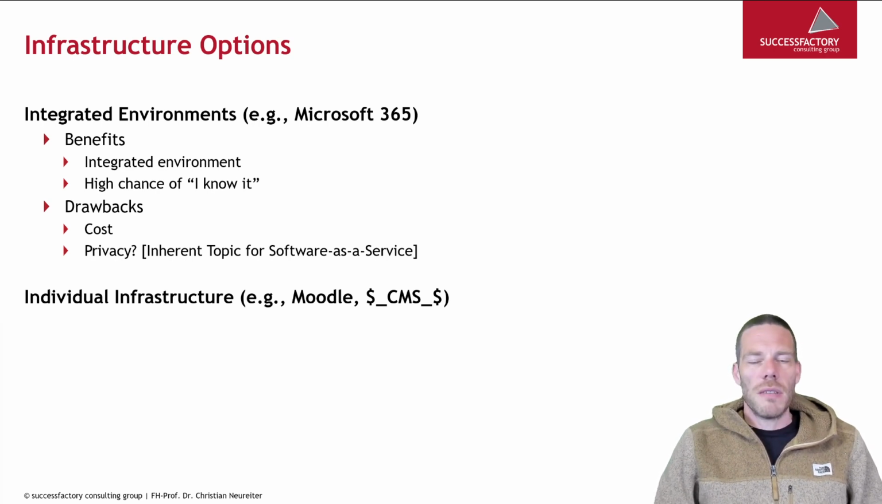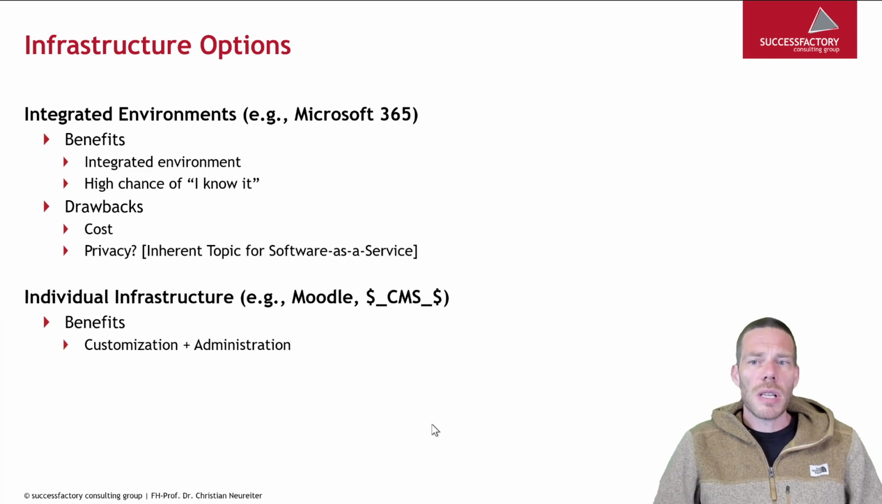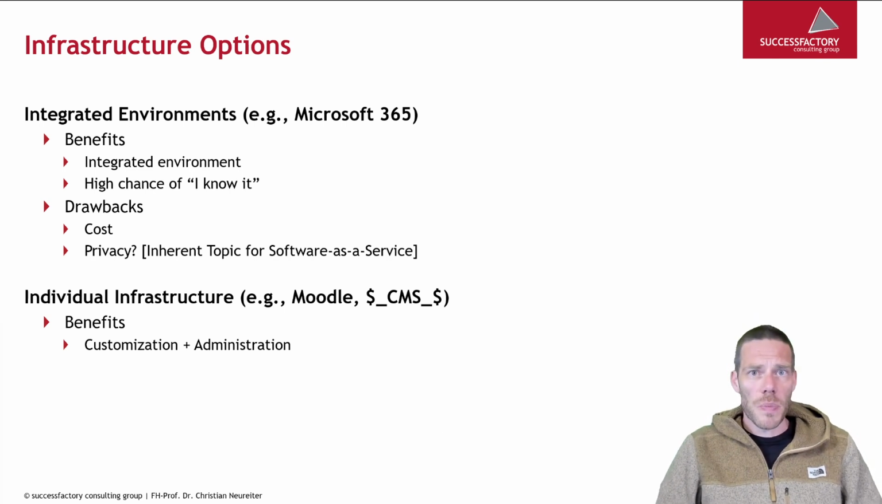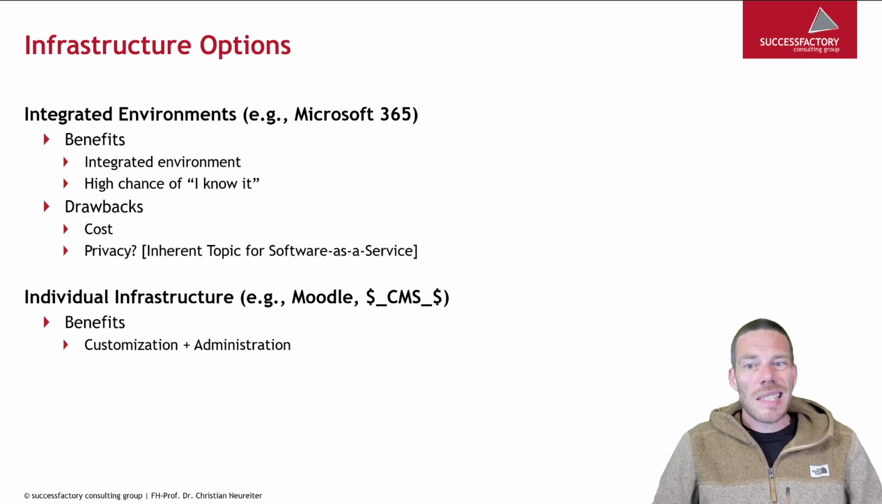The alternative to such integrated environments is that you have some individual infrastructure, as we mentioned earlier. And here we have one clear benefit, which is the possibility for individual customization and administration. So if you want to, you can rely on open source software. You can host everything by yourself. So you have pretty much all possibilities that you want to have. That's definitely a benefit because you have more options.